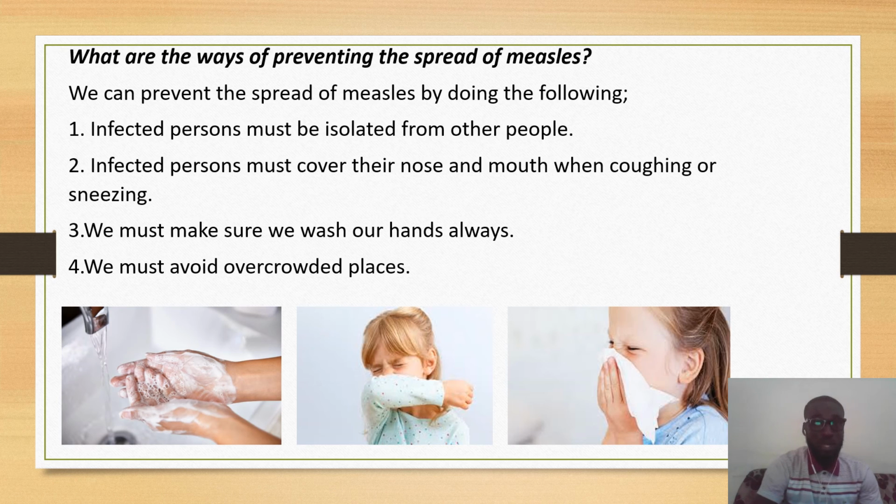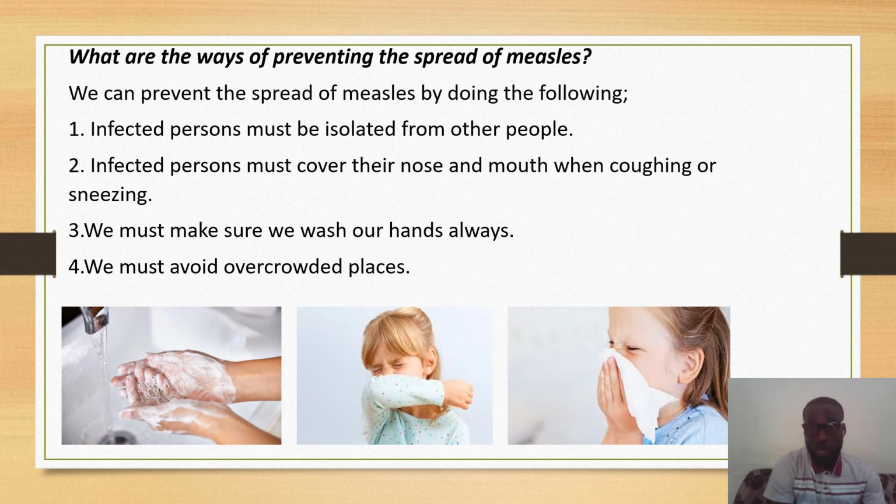So these are some of the ways that we can comply with in order to prevent the spread of measles. One, infected persons must be isolated from others. Two, infected persons must cover their nose and mouth when coughing or sneezing. And three, we must make sure we wash our hands always.